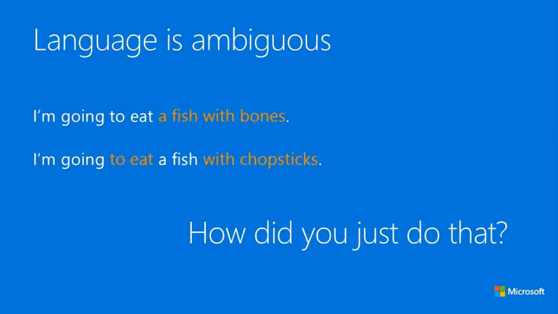So we go through language. Unless we're linguists like I am, you're not very confused by language. But language is ambiguous, right? If I put them together, side by side, I think you'll appreciate the ambiguity. I'm going to eat a fish with bones. I'm going to eat the fish with chopsticks. This is fascinating to me. It always has been. That's why I became a linguist. But my question to you is, how did you just do that? What is it that you used to get that interpretation, these two very different pictures in your mind?